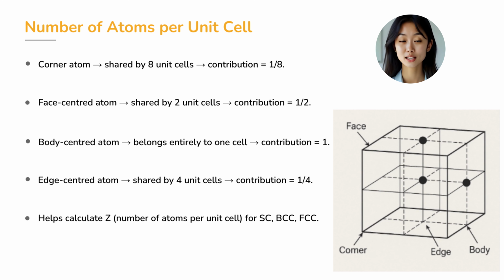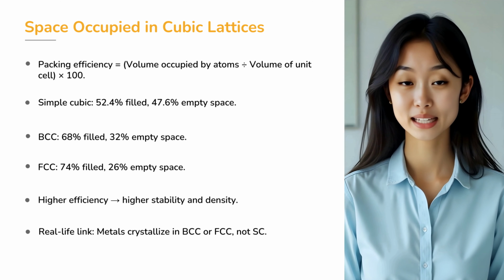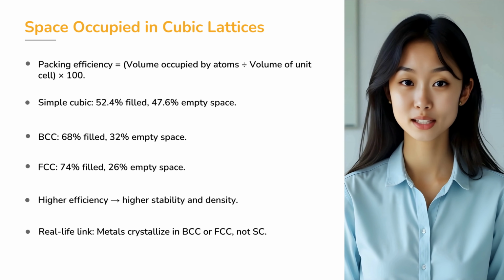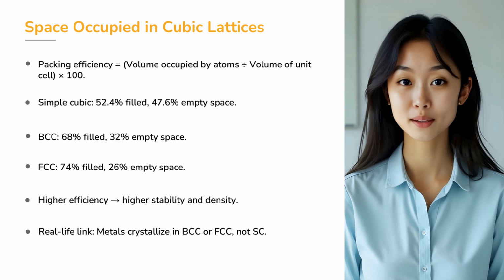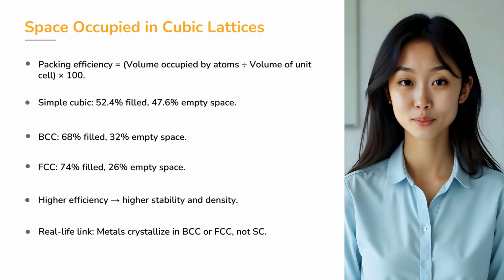These sharing rules allow us to calculate Z, the number of atoms per unit cell, which is 1 for simple cubic, 2 for BCC, and 4 for FCC. Now let's look at how efficiently atoms are packed inside these cubes. The fraction of space actually occupied by atoms is called packing efficiency. It is calculated as the volume occupied by atoms divided by the volume of the unit cell, multiplied by 100.